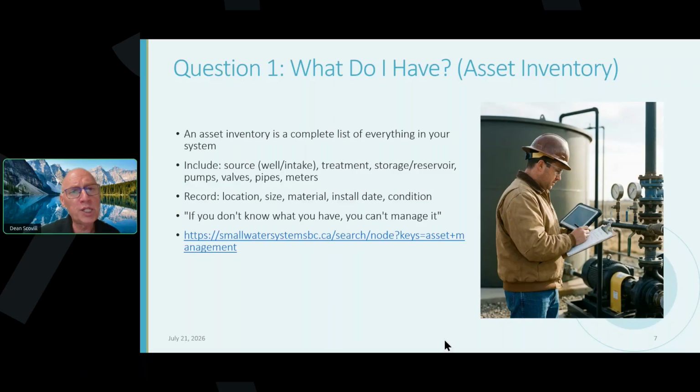Record the location, the size, what material it's made of, especially pipes. Is it PVC? Is it ductile iron pipe? The install date, if you happen to know the date when it was installed, is really good. And the condition it's in that you're able to see, or that you're aware of. What condition? Is it poor? Is it fair? Is it good? If you don't know what you have, you can't really manage it, right?